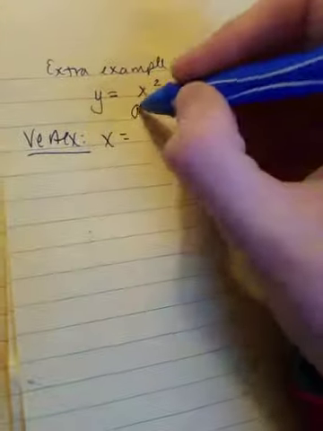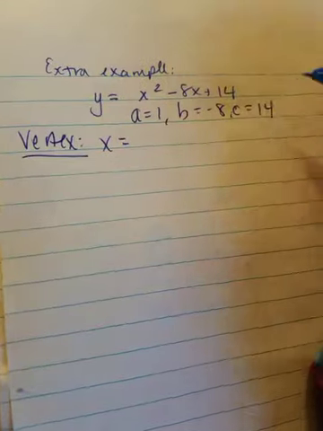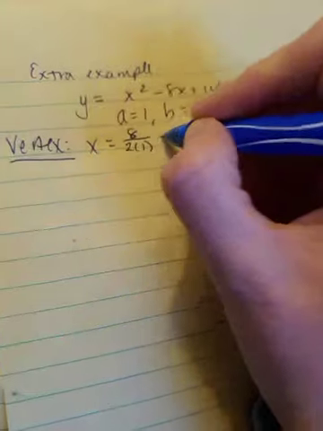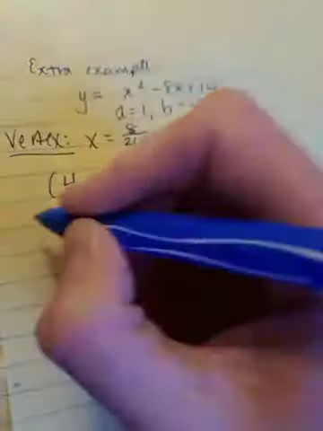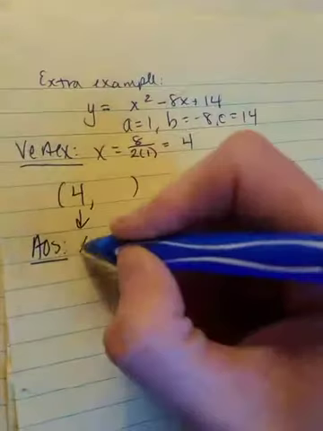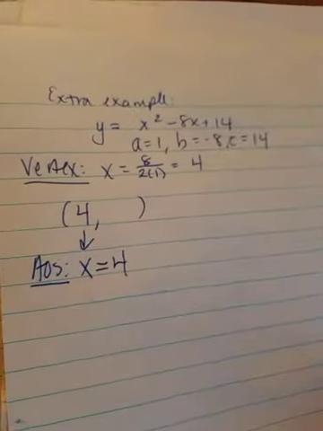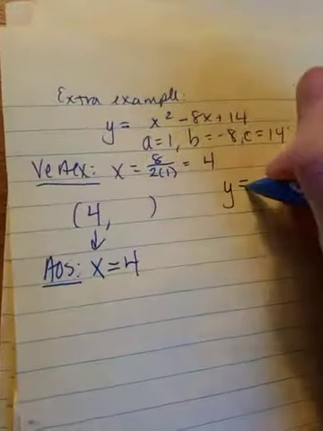Vertex, x equals negative b over 2a. So remember, a is 1, b is negative 8, c is 14. So negative b is going to be positive 8 over 2 times 1. That's 8 divided by 2, which is 4. So my vertex is 4 comma something. The axis of symmetry, remember that's the equation of a line. It's x equals 4. Now to backtrack and find the y value of the vertex, I'm putting 4 in for x.